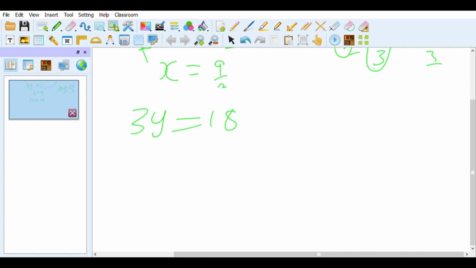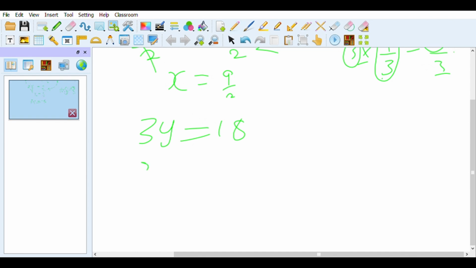So the multiplicative inverse of 3 here is 1 over 3. Multiplying by 1 over 3 is the same thing as saying divide both sides by 3. So we divide both sides by 3. 3y divided by 3 is equal to 18 divided by 3. We divide by 3. So this gives us y.